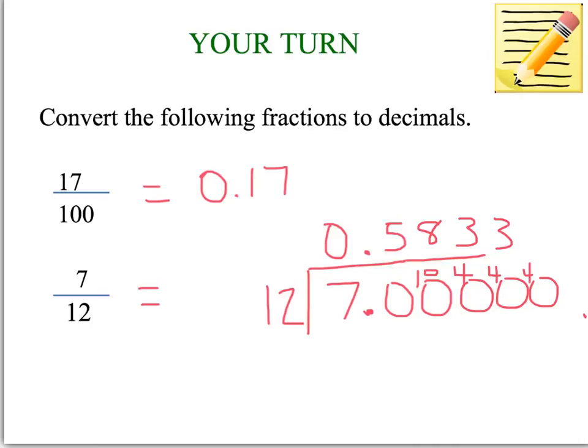Now you can see a pattern happening here. Seems to be a recurring pattern. So therefore, we need to just put our little dots here, so that will identify it as recurring. Okay, so this way we have to round the number. So the answer would be 0.583. We can just round it to thousandths. So 7/12 equals 0.583. All right, good luck with your work.